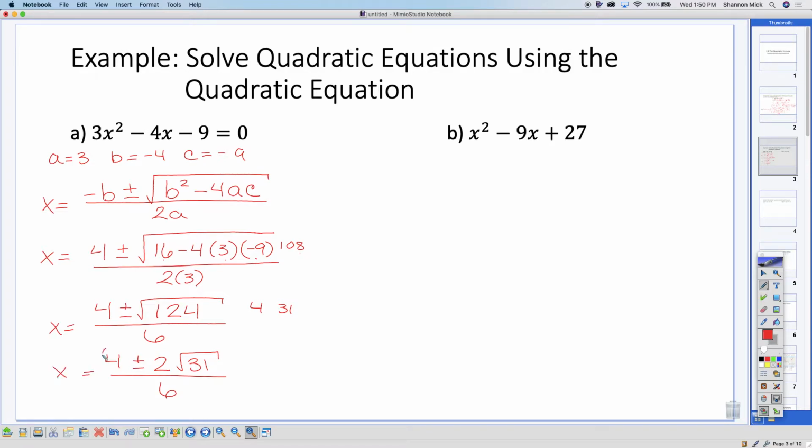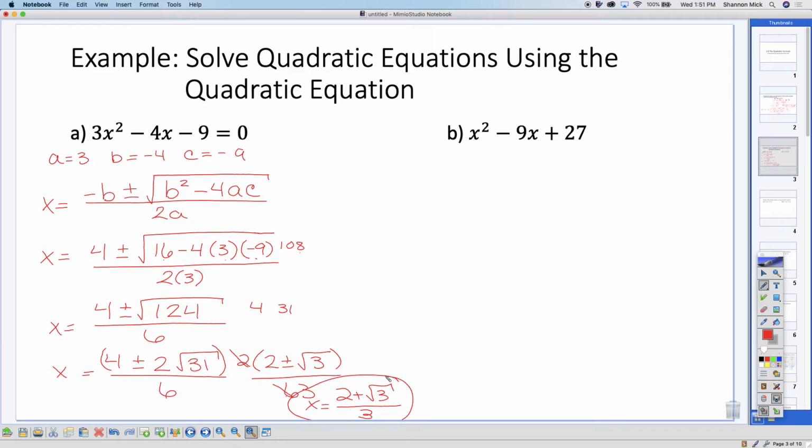Now, I can remember this numerator is a quantity, yes? So unless I can factor something out, I can't reduce. So can I factor something out of the numerator? A 2. So I'd have 2 times, 2 plus the square root of 31, over 6. So now 2 goes into 6, it does 3 times. So I get 2 plus or minus the square root of 31 over 3.